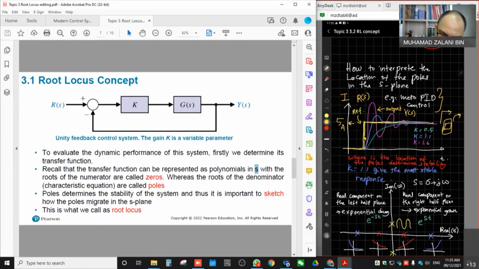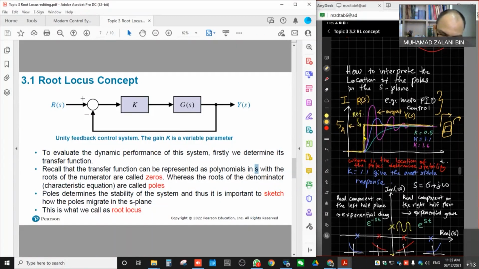5 amps reference. And then output dia of course perlu response kepada 5 amps punya reference tadi. So saya ada tunjukkan 3 jenis response bergantung kepada value of K. Okay. Let's say yang hijau ini adalah respons untuk K equals to 0.5. Saya set dia punya parameter ataupun gain. Gain itu adalah 0.5. Dia punya respons macam ni.